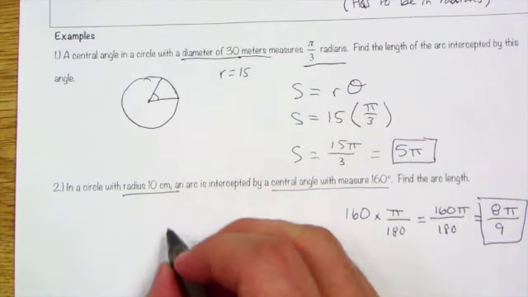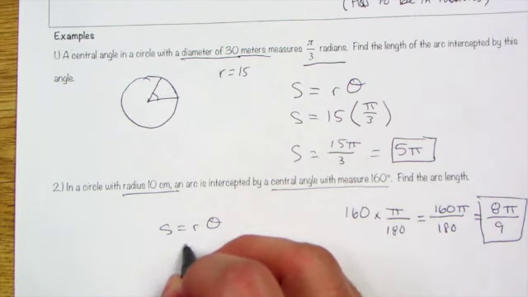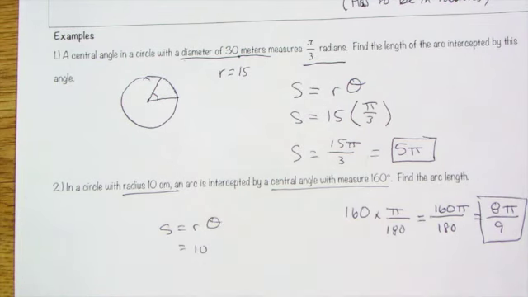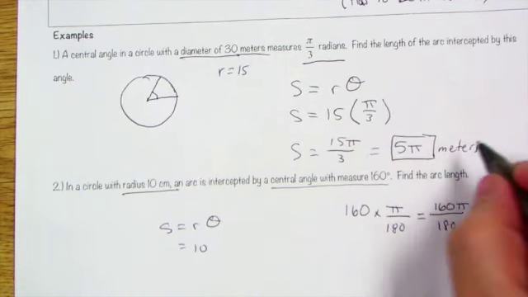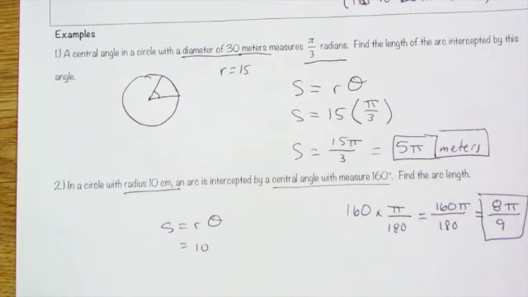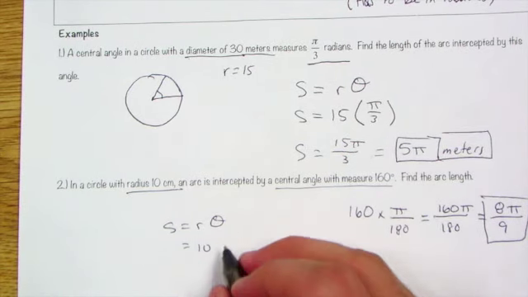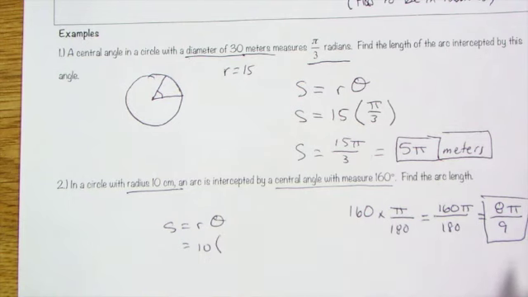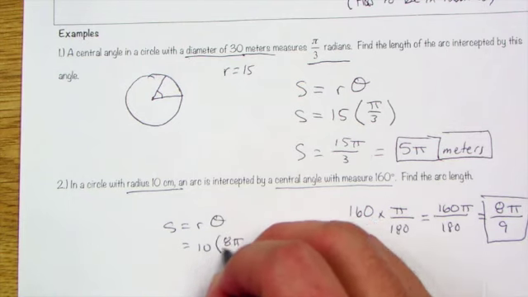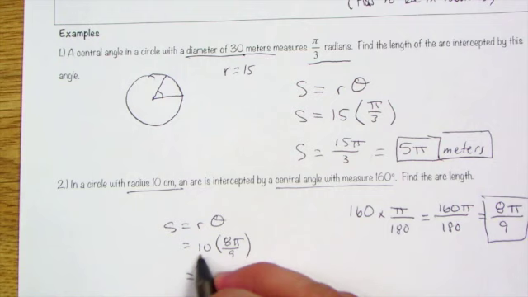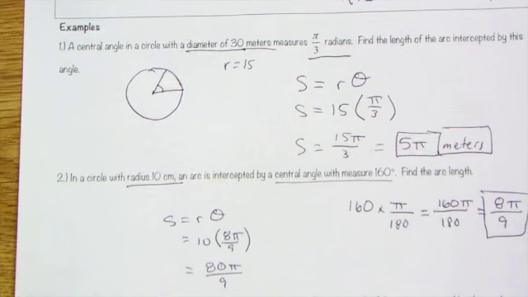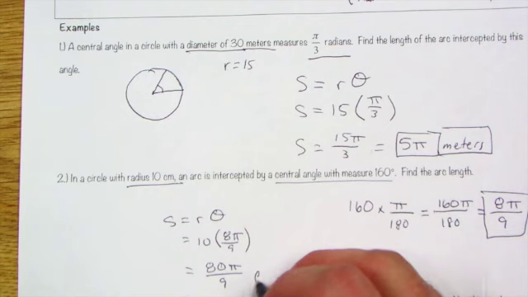So there is our theta in radians, and so now we can use the formula. S equals R times theta. R is 10. Oh, I forgot up here, this is 5 pi meters. Need the units there since it gave it to us. This is centimeters. So 10 times theta, which you saw is 8 pi over 9. So 10 times 8 is 80 pi over 9. And 80 over 9 doesn't actually reduce. So that's it. 80 pi over 9 centimeters.